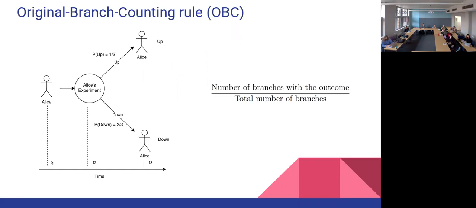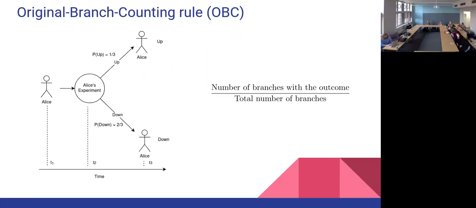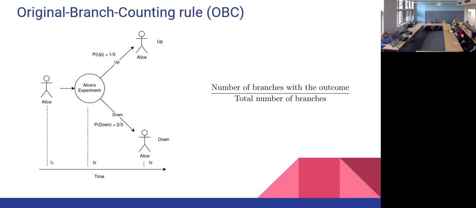But the problem I'm focusing on today is, next slide, the problem with original branch counting. I'm calling it the original branch counting rule because Saunders has introduced a new branch counting rule, a new idea of branch counting that I'll present later after these slides. But with the original branch counting rule, the worry is that there is something that is dictating our probability ascriptions, but it is not the Born rule.